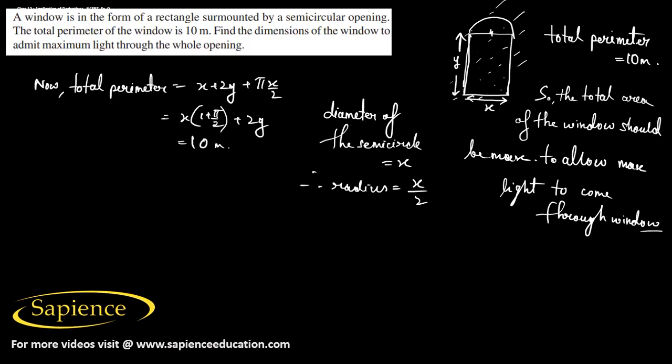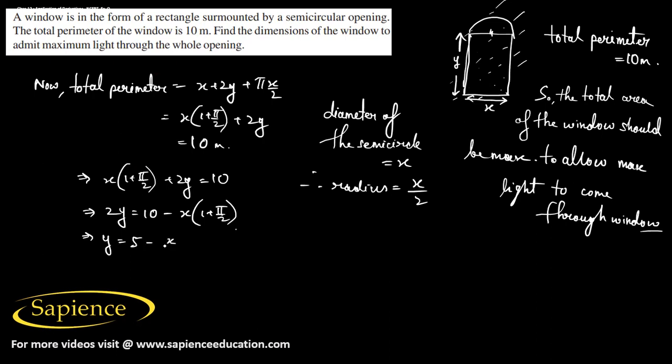So from here we can find y in terms of x. Therefore x into 1 plus pi by 2 plus 2y is equal to 10. It means that 2y is equal to 10 minus x into 1 plus pi by 2. Therefore y will be equal to 5 minus x by 2 into 1 plus pi by 2. So this is y.